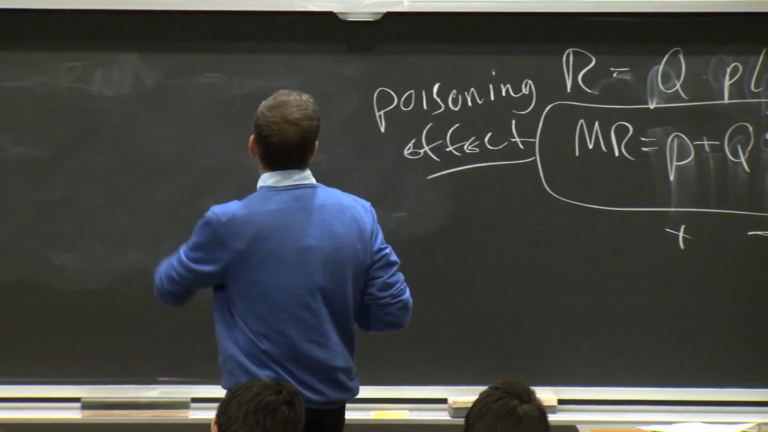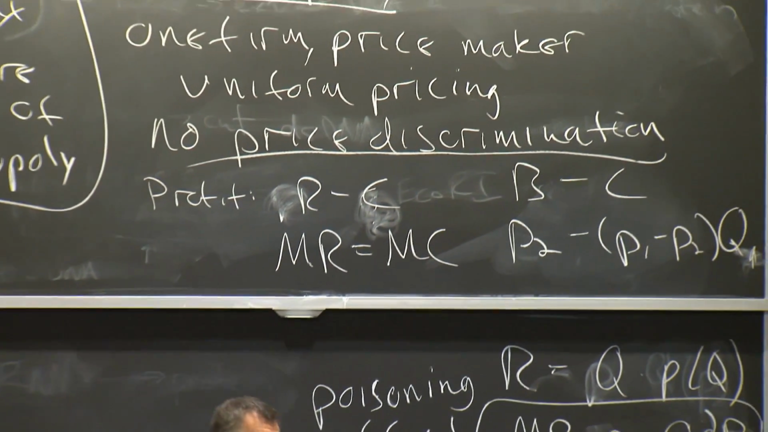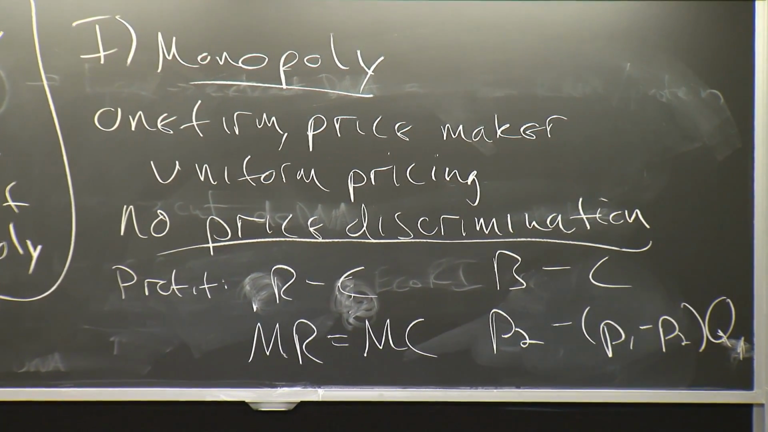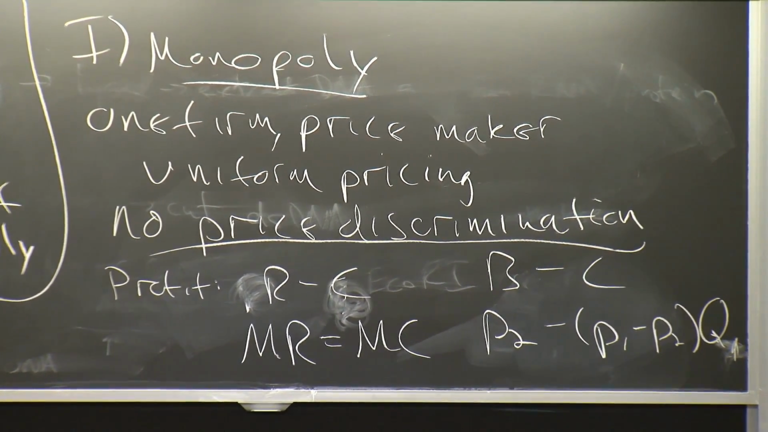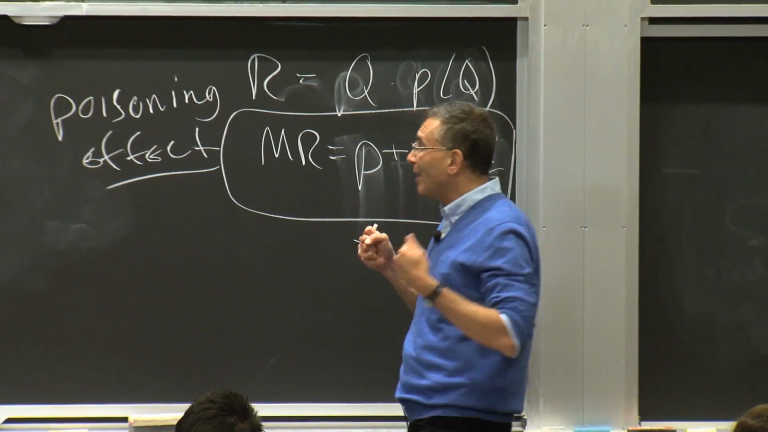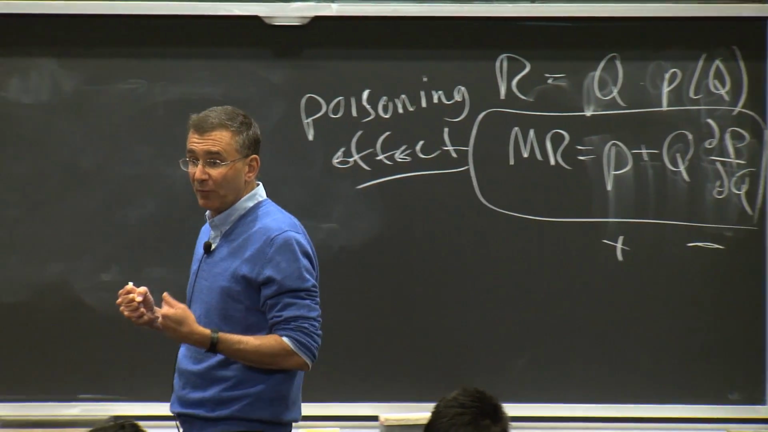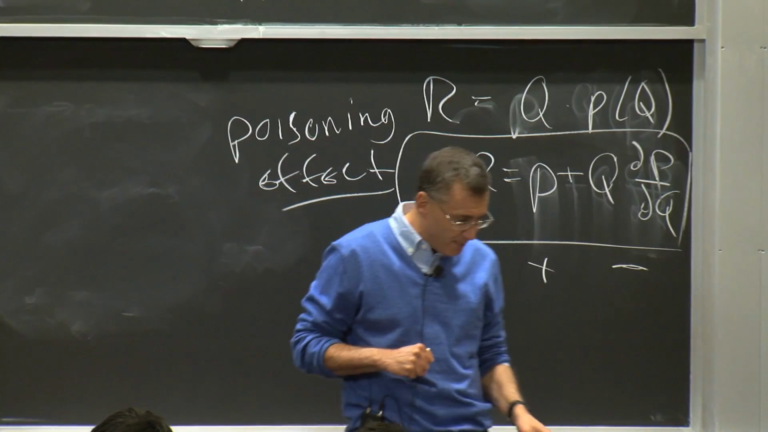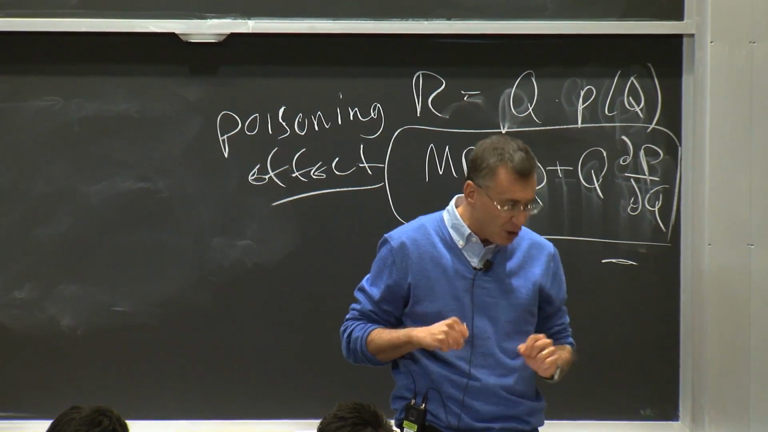What's driving this, of course, is my uniform pricing assumption. Since it's uniform pricing, I've got to charge the same price to everyone, so if I want to sell one more unit, I'm going to give a price break to everyone I sold to before. So the marginal revenue term is now much more confusing than it was before. It's not just simply price. It's now price plus quantity times dP/dQ.